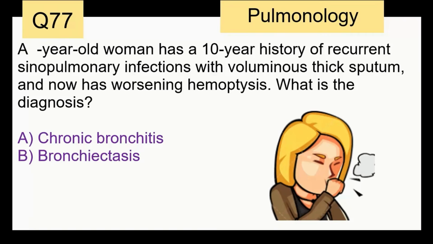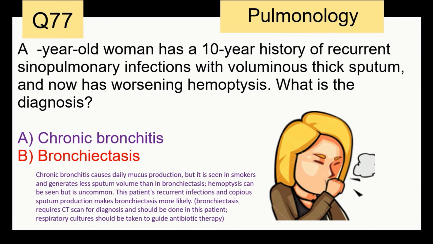77. A blank-year-old woman, I'm not really sure why she doesn't have an age, but if you ask me, she kind of looks like she's maybe 42, that's totally random, has a 10-year history of recurrent sinopulmonary infections with voluminous thick sputum and now has worsening hemoptysis. What's the diagnosis? So again, this is another probably cystic fibrosis patient, and she has these recurrent pulmonary infections, thick sputum. So here again, bronchiectasis, you can take a look at the notes over here.